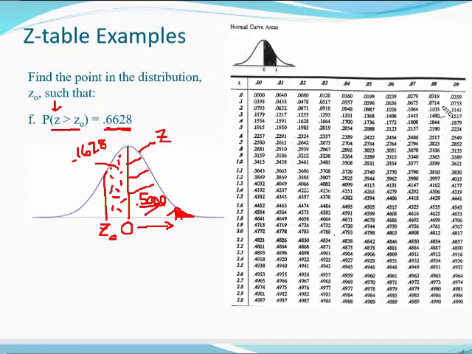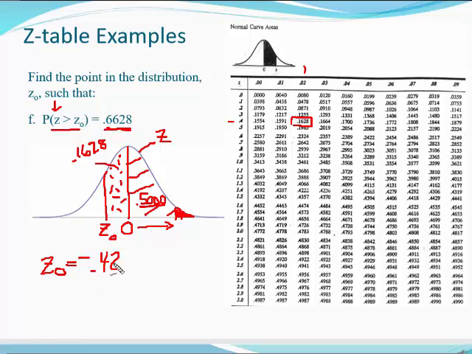And then once you have that, it's just a matter of looking in the table and trying to find the 0.1628. Here it is. It's right here. It happens at a z value of 0.42. And so the z value that we're looking for is 0.42. However, it's not a positive 0.42. It's a negative 0.42 because we fall below the mean. And so you've got to figure all that out.